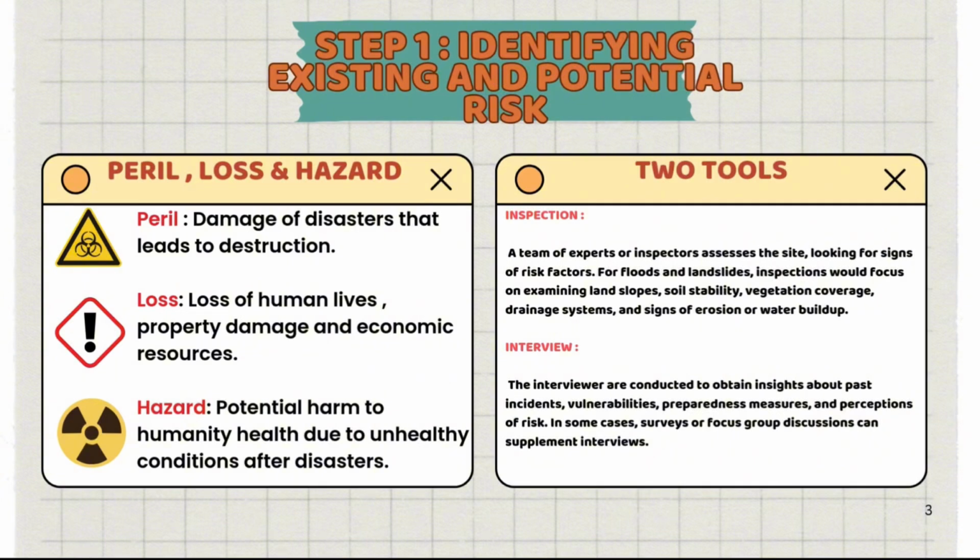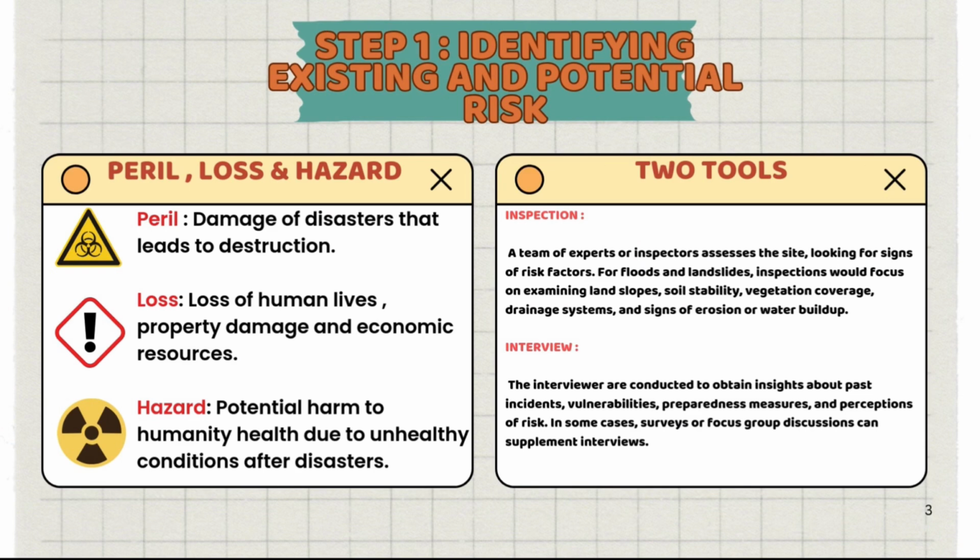Peril, loss and hazard. Peril is the damage of disasters that leads to destruction. Loss is the loss of human lives, property damage and economic resources. Hazard is the potential harm to humanity's health due to unhealthy conditions after disasters.